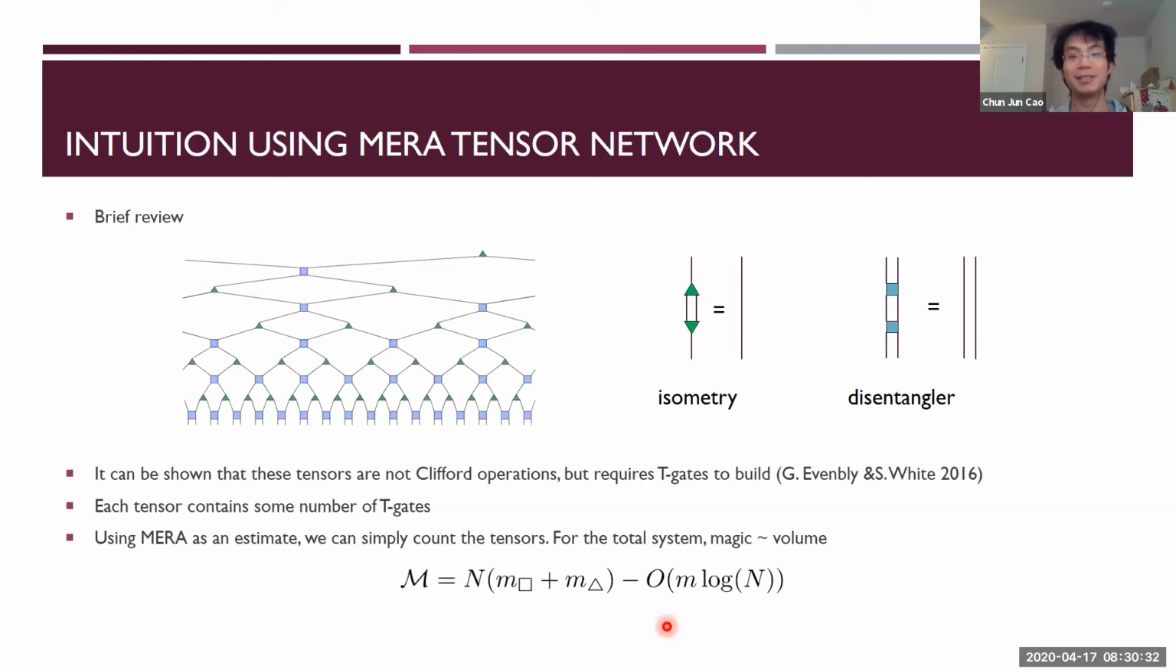Right? And then now, if you want to estimate how much magic has gone into this state, all you have to do is count the total number of tensors in the MERA, and then multiply by this number, right? So it turns out that indeed the total magic of the system scales volumetrically, where n is the number of sites in the system.